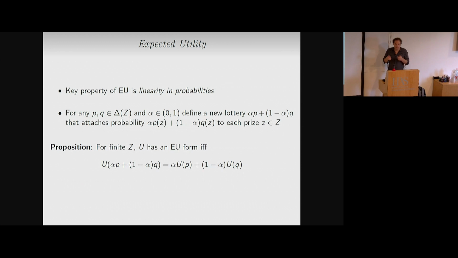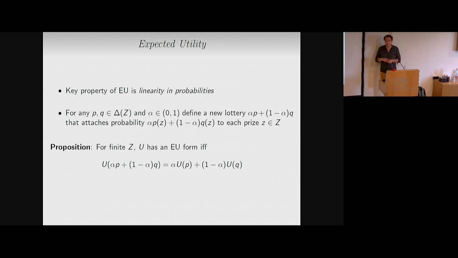The key thing about expected utility is that it's linear in probability. So what does that mean? Suppose I have two lotteries. I will define now a new lottery, a mixed lottery. For any probability alpha, I will define a lottery alpha P plus 1 minus alpha Q. What is that lottery? That lottery attaches to prize z the probability alpha P of z plus 1 minus alpha Q of z.